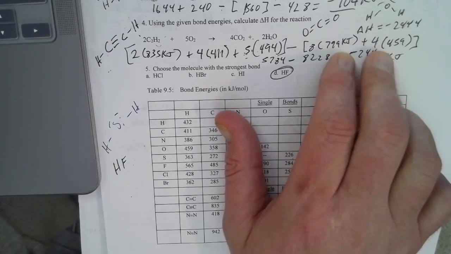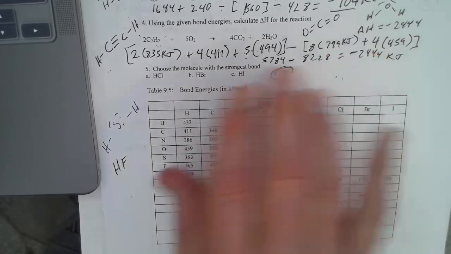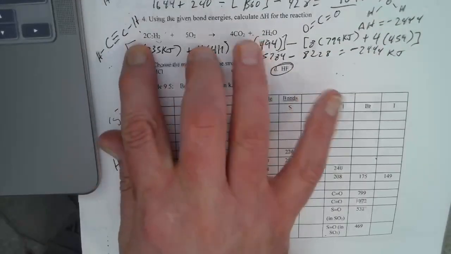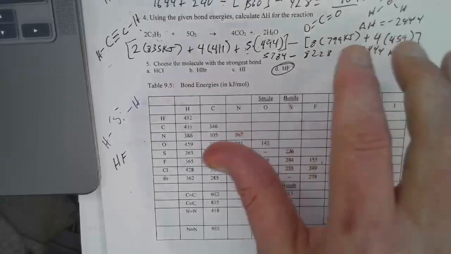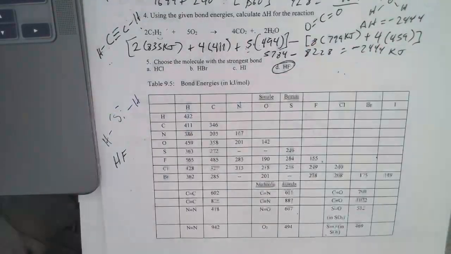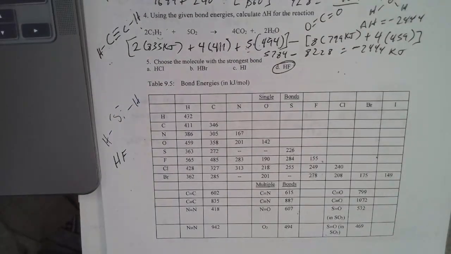Right? So that's why we take the amount of energy required to break them minus the amount of energy that's released when they form. That gives us whether it's endothermic or exothermic. If it's negative, it's exothermic, and if it's positive, it's endothermic. Remember, energy cannot be created or destroyed. So the amount of energy it takes to break a bond is the same that's released whenever it's formed.